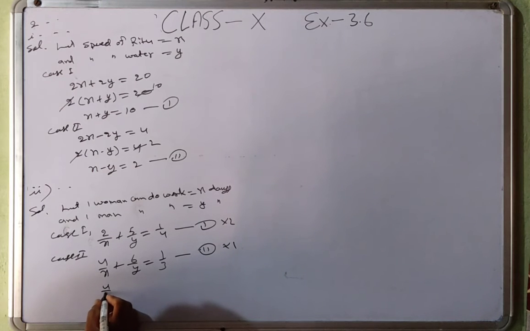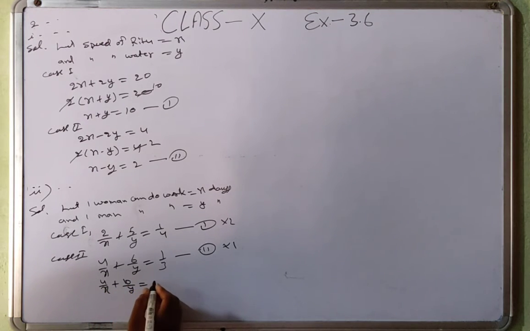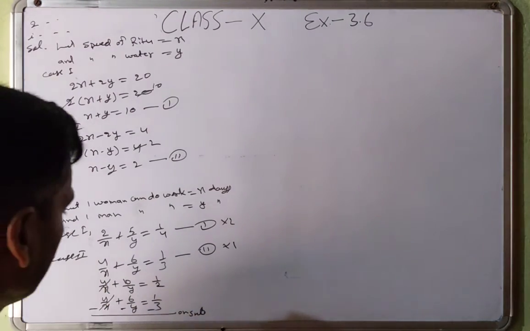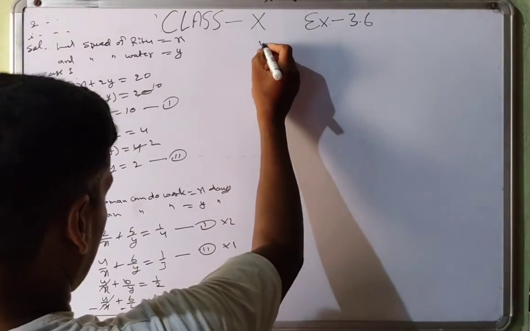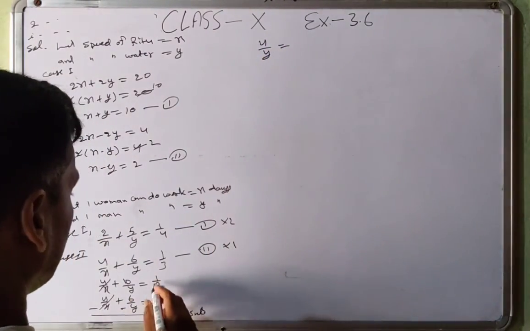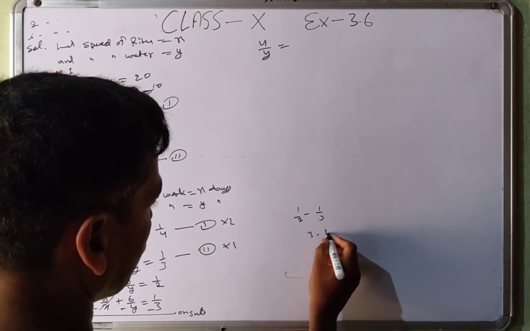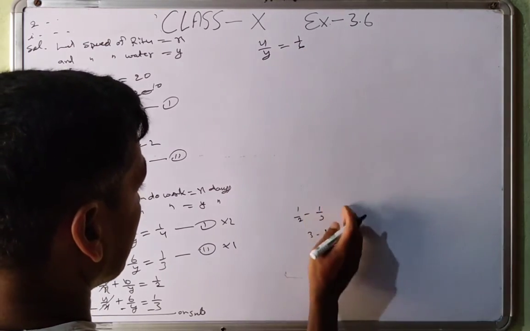So that will be 4 upon x plus 10 upon y is equal to 1 upon 2. And this will be 4 upon x plus 6 upon y is equal to 1 upon 3. On subtracting, this will be cancelled. So that will be 10 minus 6, 4 upon y is equal to 1 upon 2 minus 1 upon 3, that is 3 minus 2, 1 upon 6.